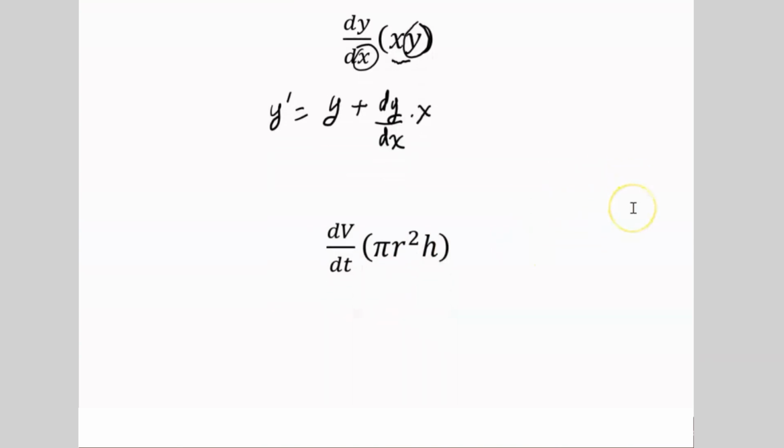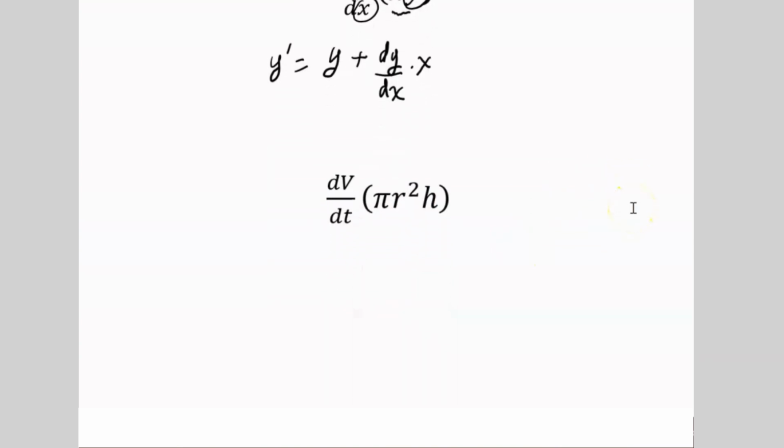Okay, so let's look at the derivative of dV/dt, and we want the derivative of pi r squared h. In this case, we have two letters that don't match up to the t. So we're going to do the same technique. This is going to be a product rule again, and I can factor out the pi because it's a constant.